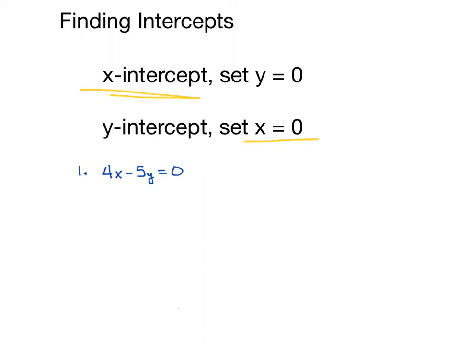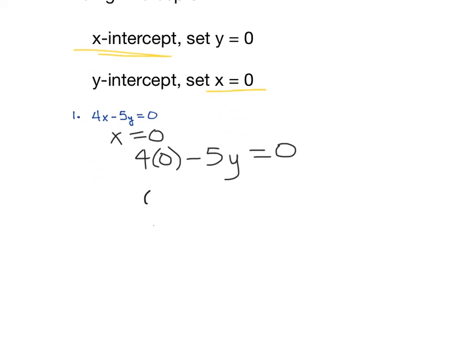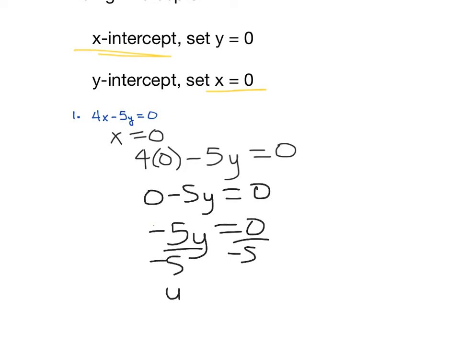So let's go ahead, take our equation. I'll find the y first, so I'm going to make x equal 0. So 4 times 0 minus 5 times y. I have to do it one at a time. So then I get 0 minus 5y equals 0, which is just -5y equals 0. Divide, and y equals, when there's a 0 in the numerator, 0 divided by a number is 0.